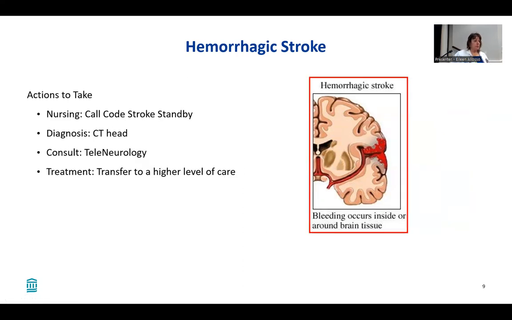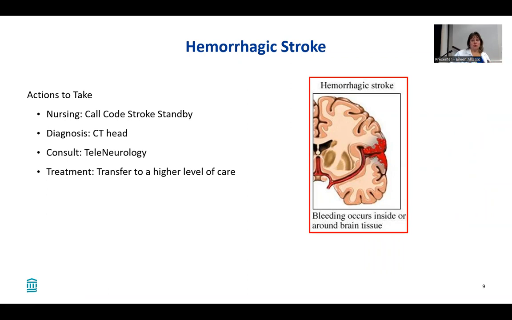If a patient comes into the emergency room with any of the symptoms of a stroke, or if you're on the floor and you come upon a patient who has symptoms of stroke, you always want to call a code stroke standby, or in the ED a code stroke. The diagnostic test for this is a head CT. Head CT will be negative in ischemic stroke because there hasn't been enough time for the damage to show up on the imaging. But on a plain head CT, blood will show up right away as bright. So it's very definitive for a hemorrhagic stroke.